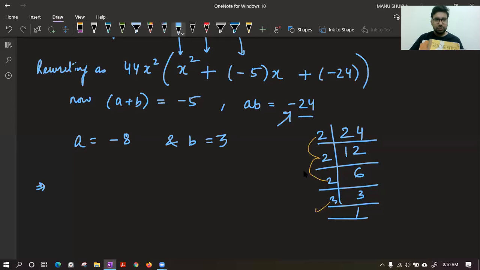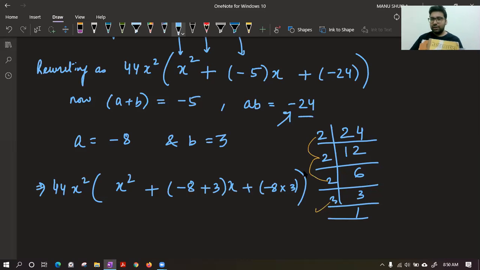We can write x square plus minus 8 plus 3 x plus minus 8 into 3. I hope everyone is clear how I rewrote the constants in such a way so that I can use identity number fourth easily, and the answer is x minus 8 into x plus 3. Any doubts till this point?